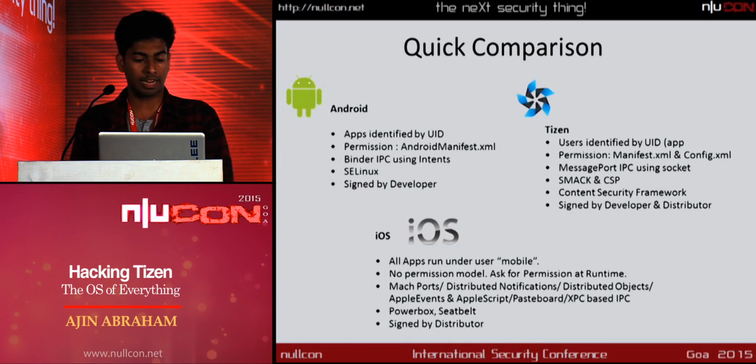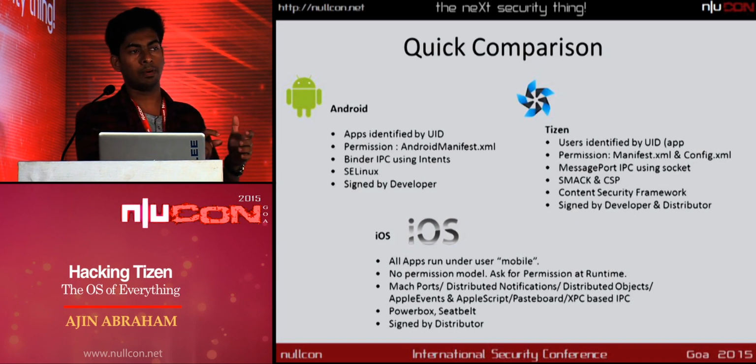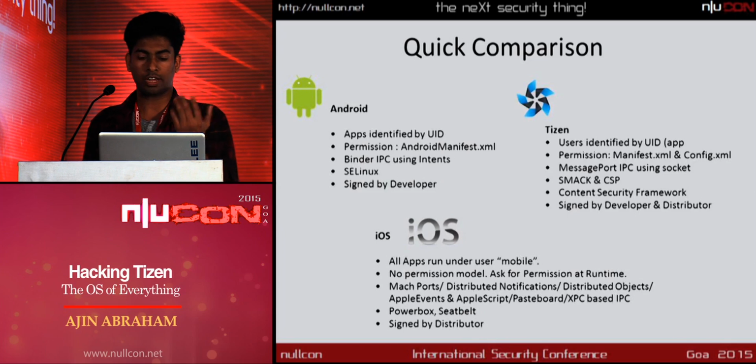And for the signing model, in the case of iOS, they have Powerbox or Seatbelt, something like that, as a sandbox. And for Android, every APK is signed by the developer. In Tizen, they have a different model. It should be signed by the developer as well as the distributor, that is the store guy. And then for iOS, it's a distributor signature. So this is a quick comparison.